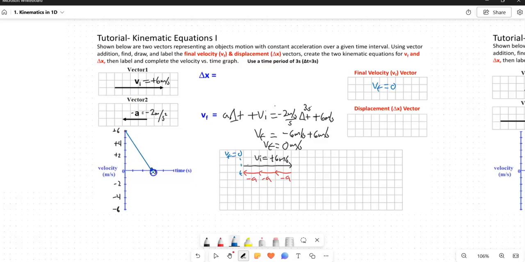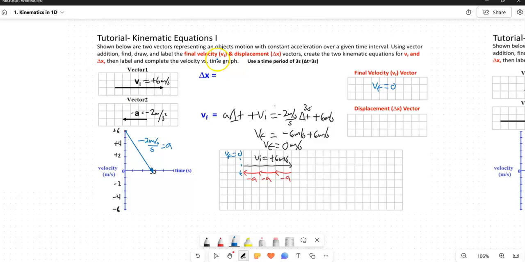graph, and the slope of this is going to drop by 2 for each second. So down 2 and over 1, so that's 1 second, down 2 and over 2, this is the second, down 2 and over 3. So the slope of this line is going to be -2 meters per second change in velocity for every second, and that is our acceleration vector that we were given.